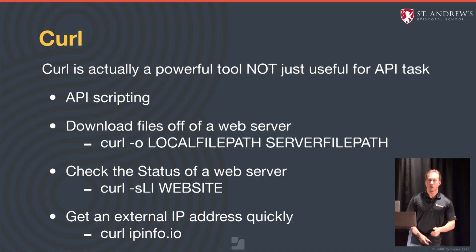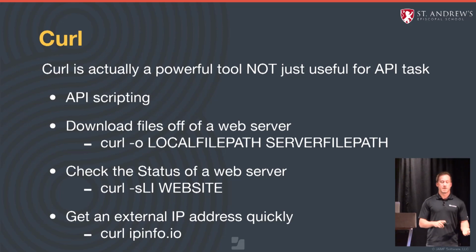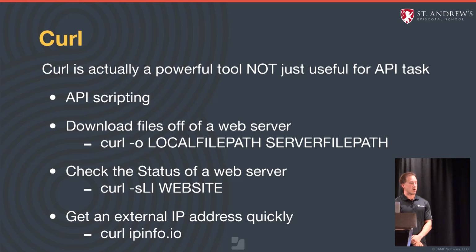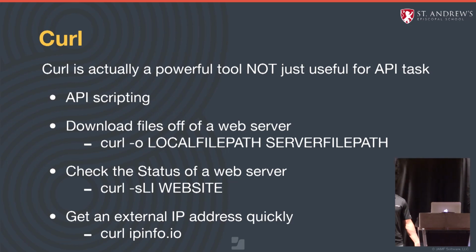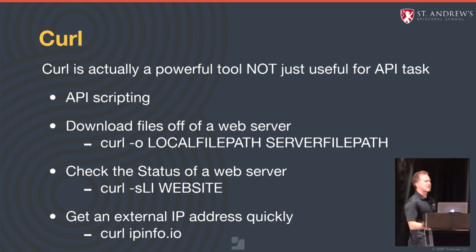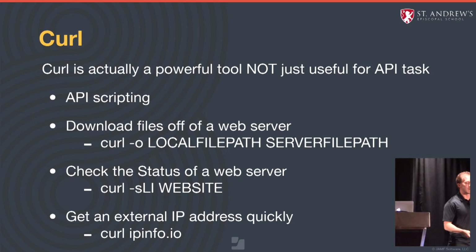So then curl. Curl is the next step, because first was the documentation, then Postman, and so the third thing is curl. And curl is actually a really powerful tool, not just for Jamf API tasks, but for all API scripting. Doesn't matter which web-based API it is, curl is going to be maybe your tool for that. For those that aren't familiar with curl, you can also use it to download files off of a web server. You can also use it to check the status of a web server. And you can use it to get the external IP address pretty quickly. So all these things are useful for other scripts and other uses of curl.